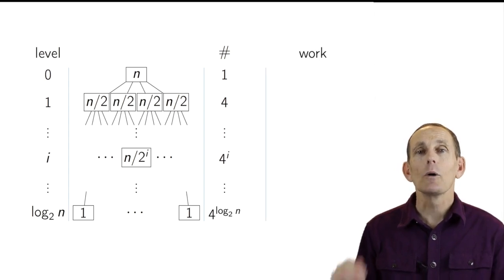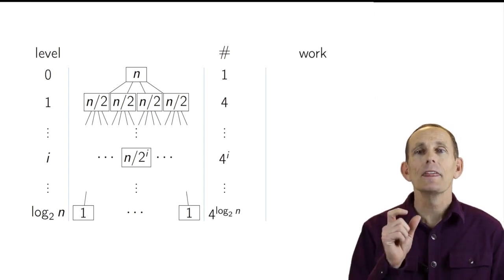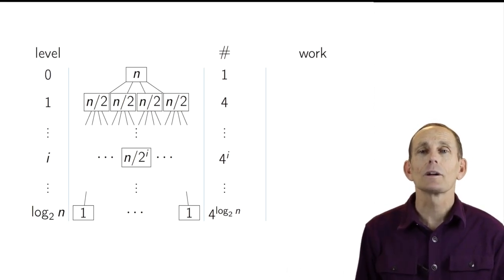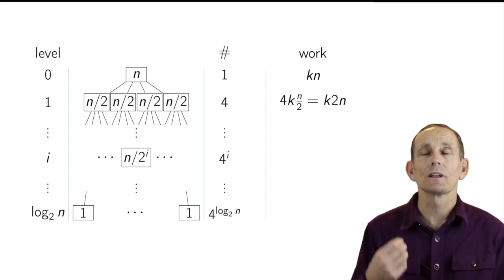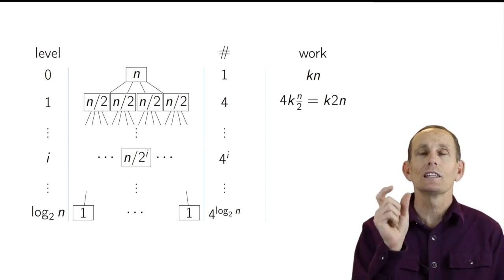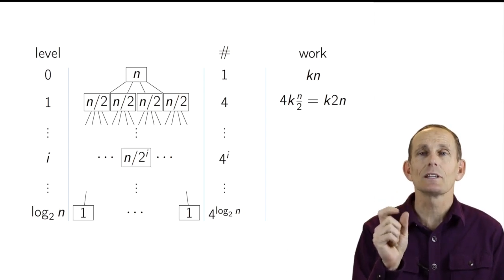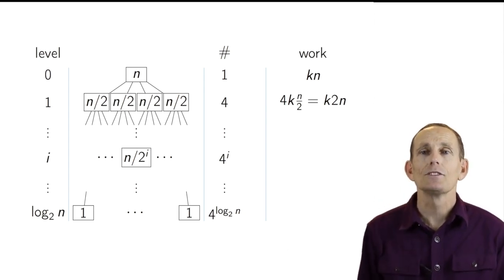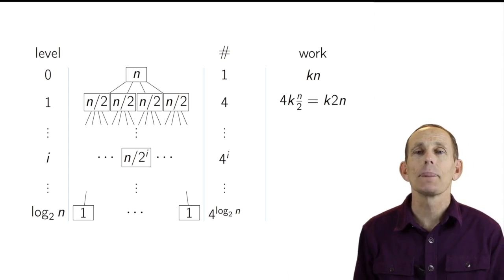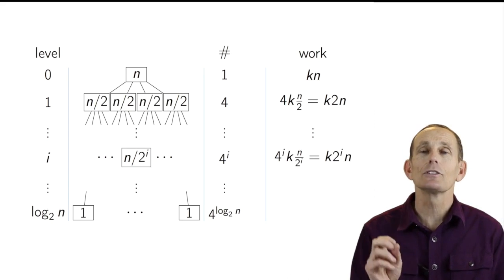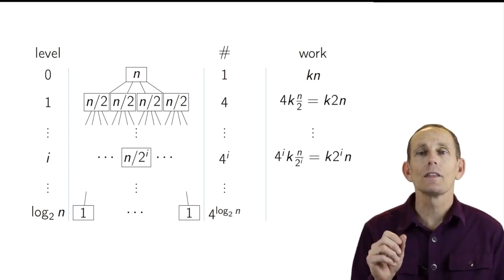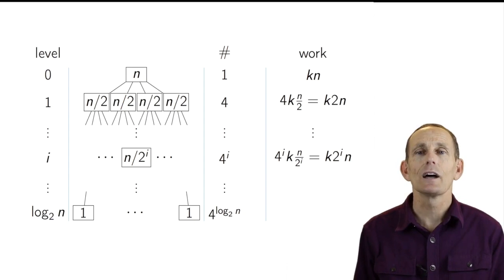How much work is there? Well, we just need to multiply together the number of problems times the amount of work. So we have kn here. And then we have 4 times, 4 because there are 4 problems, kn over 2, because the problem size is n over 2, and the amount of work we're doing at each level is k times n over 2 per problem. So 4k n over 2 just equals k times 2n. At the ith level, 4 to the i problems. Each problem takes k times n over 2 to the i to deal with. We multiply together k 2 to the i times n.